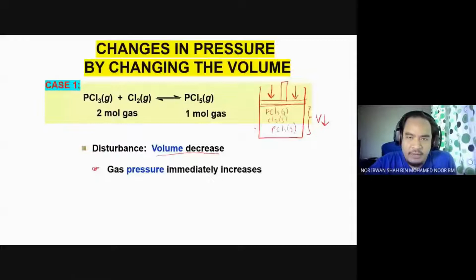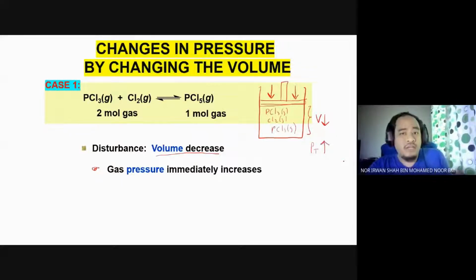As you have already learned before in Boyle's law, remember Boyle's law? It states that the pressure of a gas is inversely proportional to the volume of the gas. So if we compress the three gases, the volume decreases. What will happen to the total pressure? The total pressure increases due to the decrease in volume. When the volume is decreased, the gas pressure immediately increases.